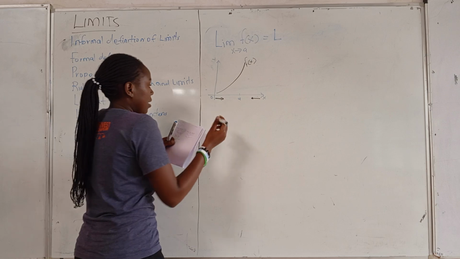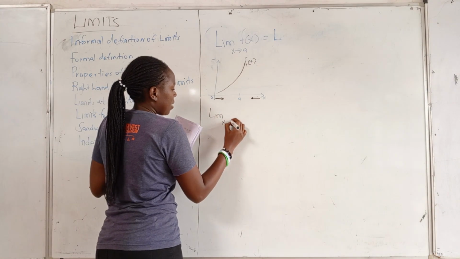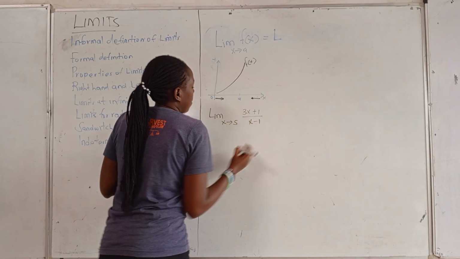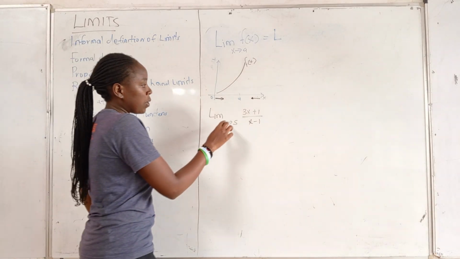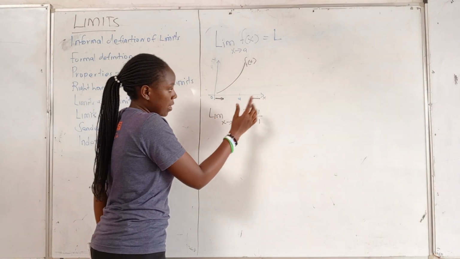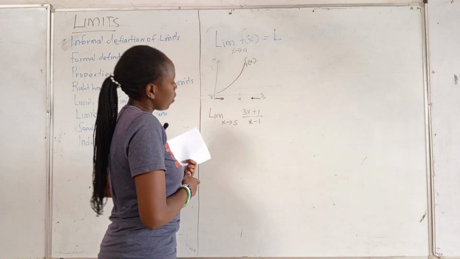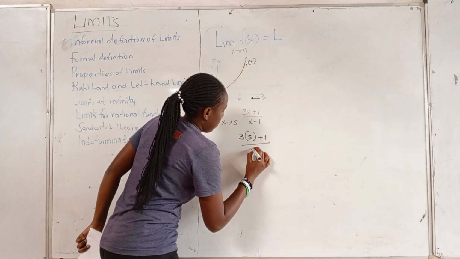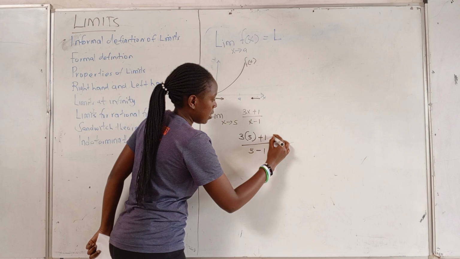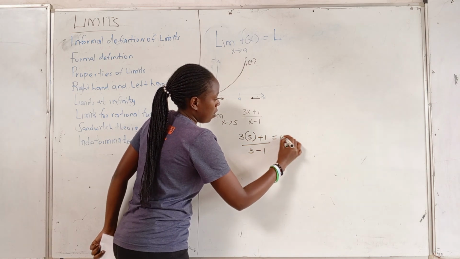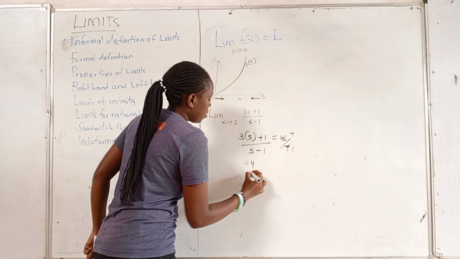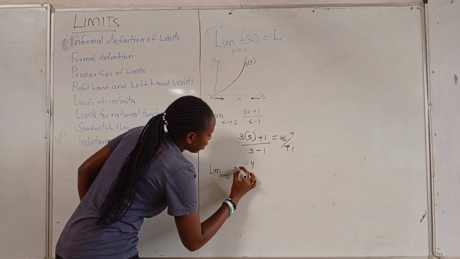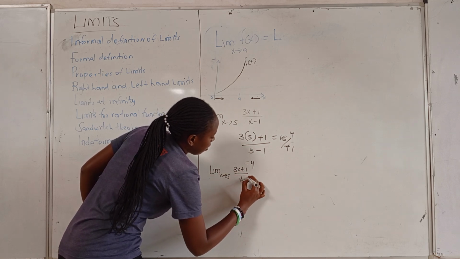So our first example will be the limit as x approaches 5 of this function, 3x plus 1 over x minus 1. So what we are going to do is replace our x with 5 in this function to obtain our limit. So if we replace, it will be 3 into bracket 5 plus 1 over 5 minus 1. This is 15 plus 1 is 16 over 4, and you get 4. So the limit as x approaches 5 of this function is 4.